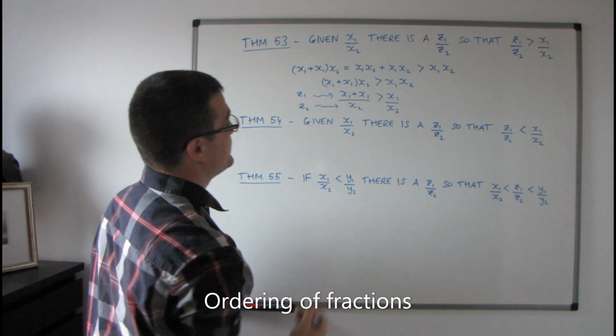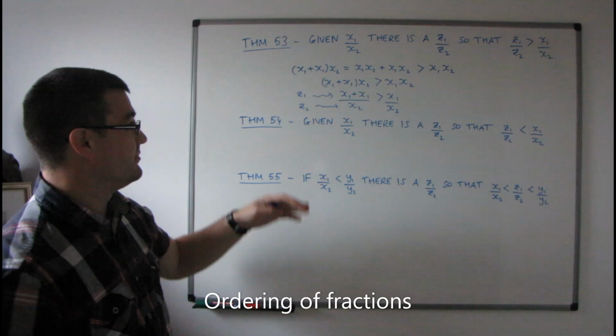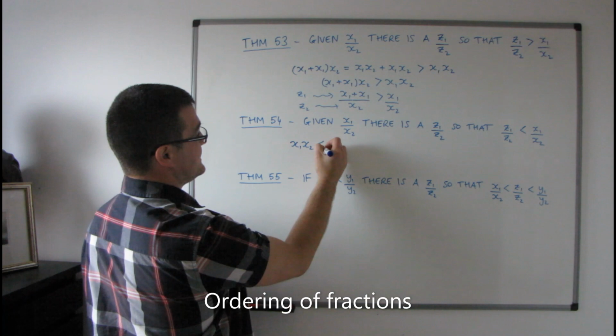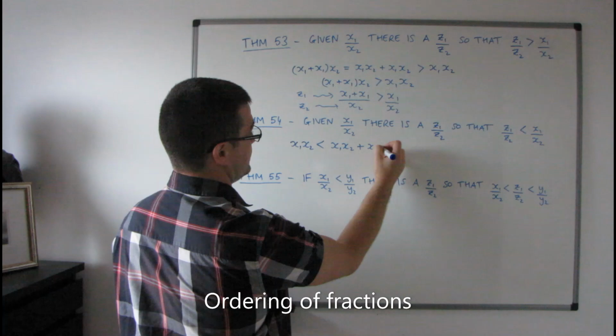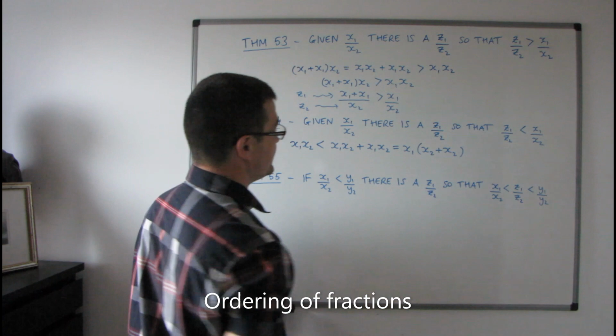The proof of the next theorem, theorem 54, which says that given any fraction, there is another fraction which is less than that fraction, really goes in a similar direction to this, although it's not identical. We start with x1, x2. This is necessarily less than x1, x2 plus x1, x2, which is equal to, taking out the x1 as a common factor, using the distributivity property of natural numbers.